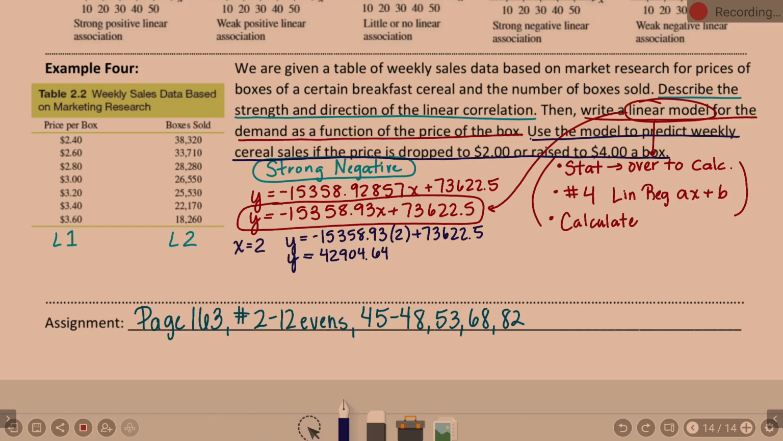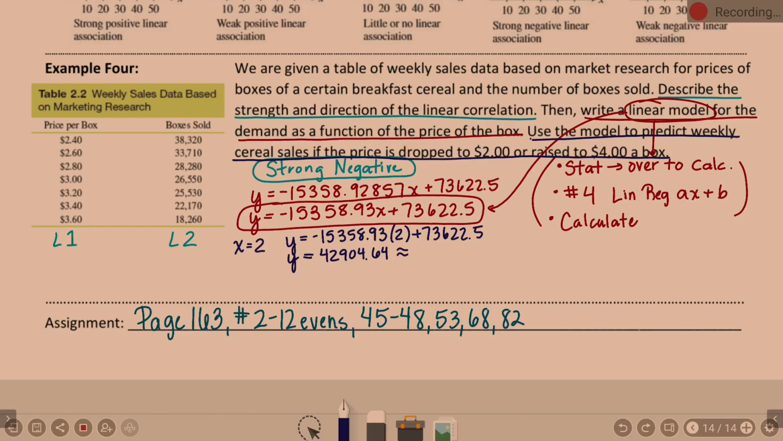42,904.64. Now, I will say, I think you have one or two problems like this in the book. This is supposed to be what? Boxes sold, yes? Do we sell decimals of boxes? No.